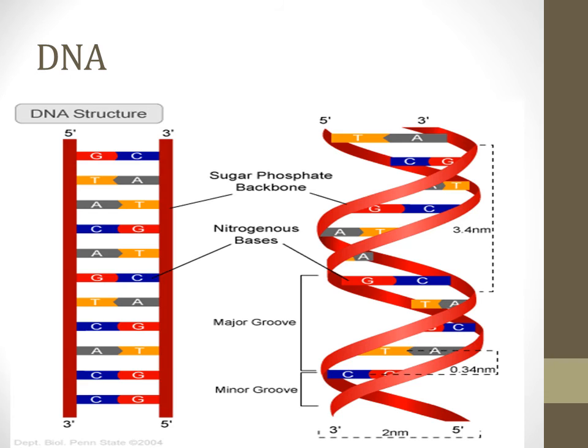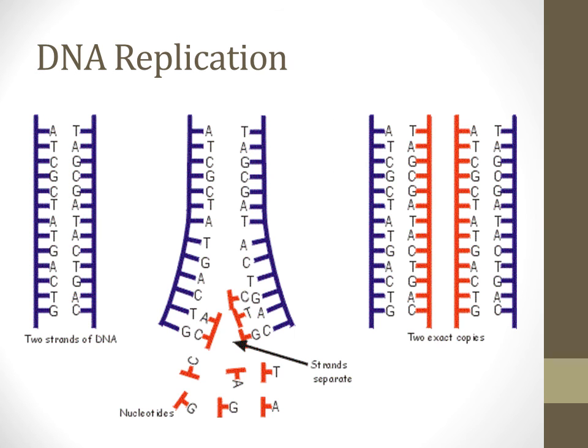And your bases for RNA are all the same: G's, C's, A's, and instead of T, it's replaced with the pyrimidine uracil. So that's just a fun fact, but I believe you do need to know that for the exam.